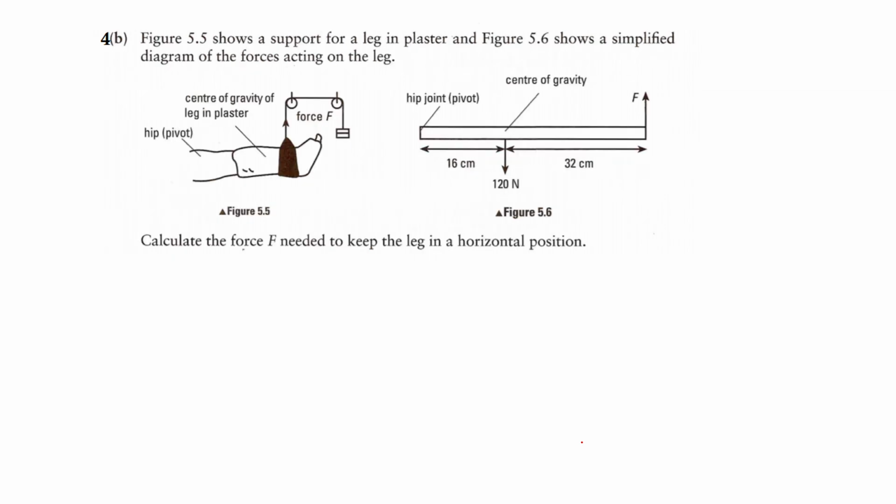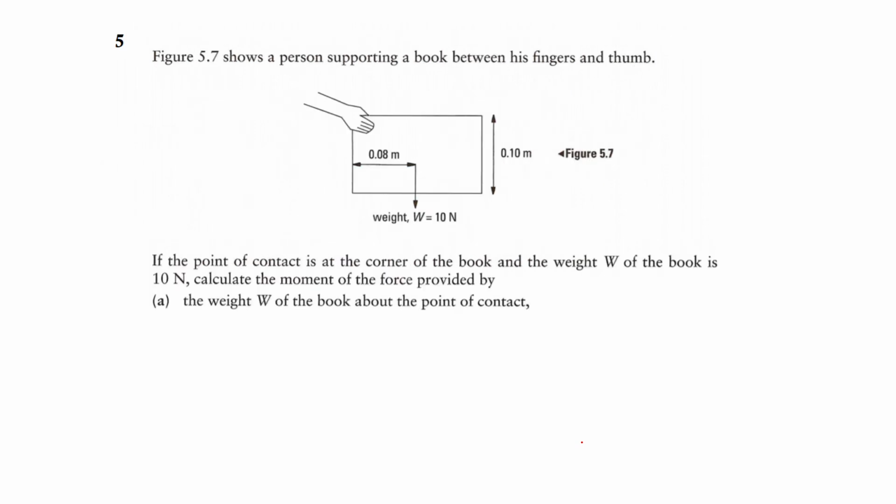Figure 5.5 shows a support for a leg in plaster, and figure 5.6 shows a simplified diagram of the forces acting on the leg. Calculate the force F needed to keep the leg in a horizontal position. Figure 5.7 shows a person supporting a book between his fingers and thumb. If the point of contact is at the corner of the book and the weight W of the book is 10 newtons, calculate the moments of the force provided by A. The weight W of the book about the points of contact.